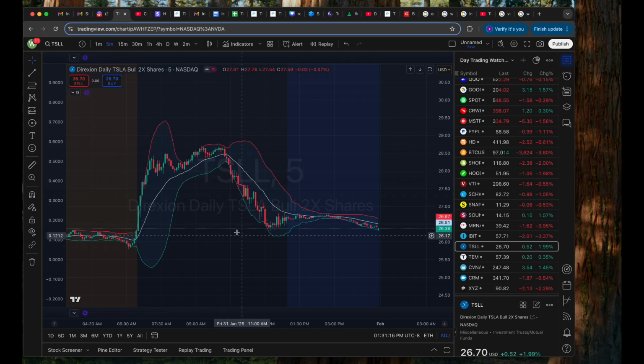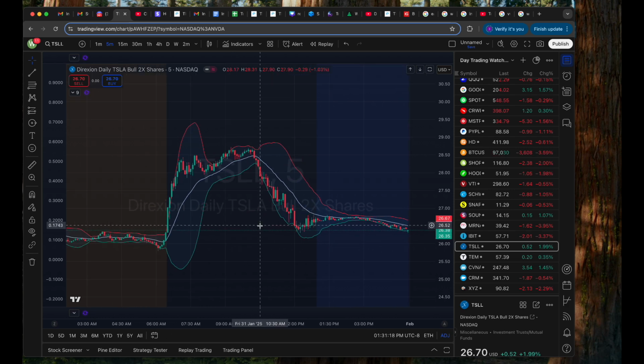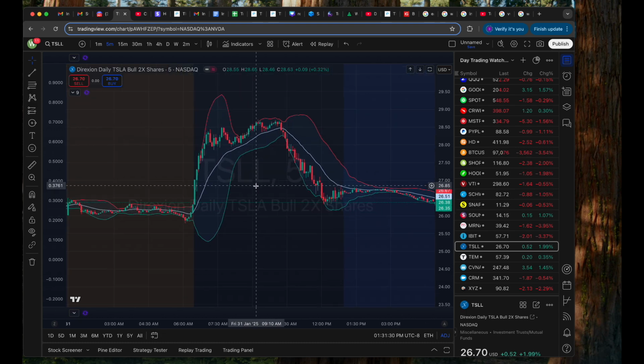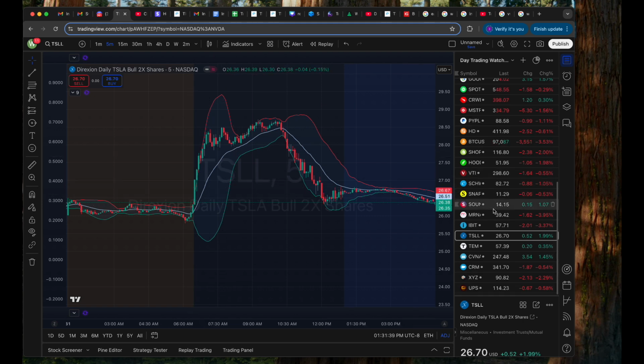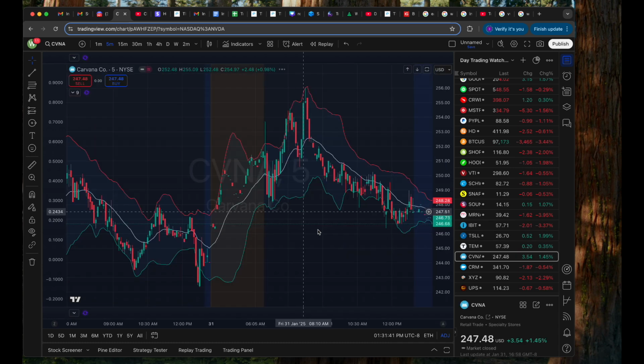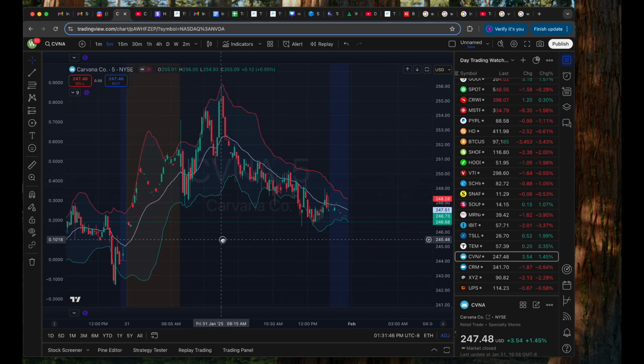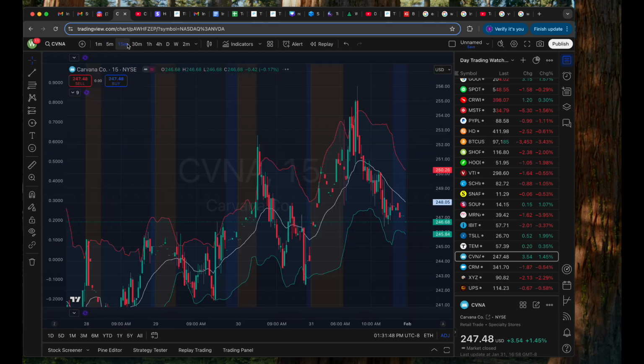So now when we're looking at the Bollinger Bands, these lines right here are kind of like levels, and they are to be respected. So what happens is you're able to spot reversals a little bit better, and also you're able to know where a stock is going. So let's go to Carvana. All right. So Carvana, this is on the 5-minute chart. Let's go to the 15.